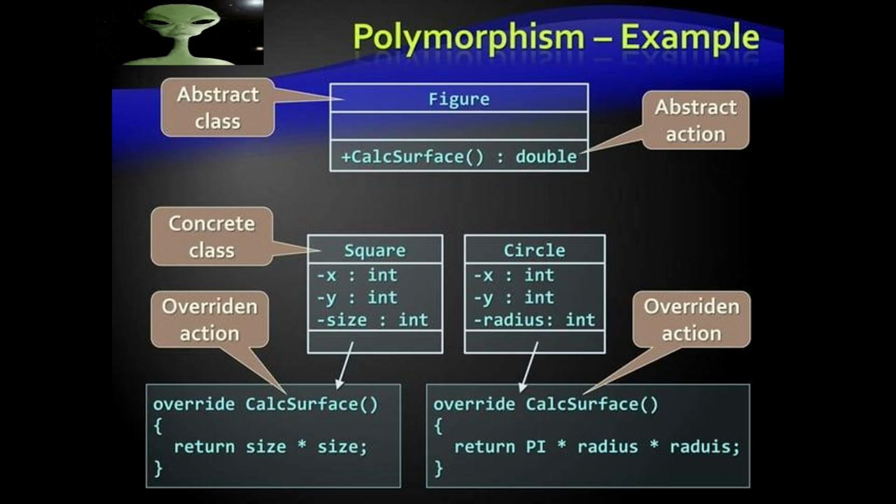Here is an example of polymorphism. The abstract class figure has the abstract method count surface. The concrete classes square and circle, which are both figures, both override count surface. For squares, it returns size times size, as one would expect. But for circles, it uses some strange thing called pi. We are not sure what that is on Planet Zeeble. Regardless, if you call a method that is expecting a figure and within it calls count surface, supplying either a square or circle will still work.